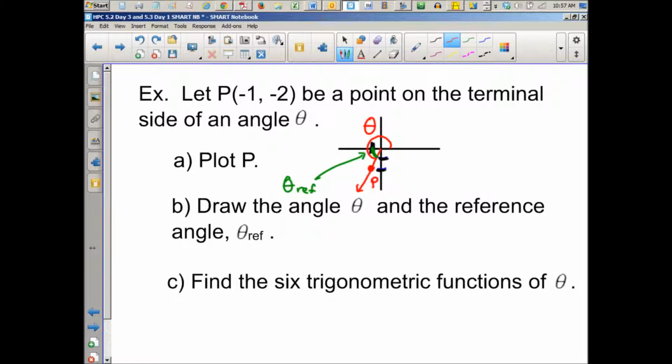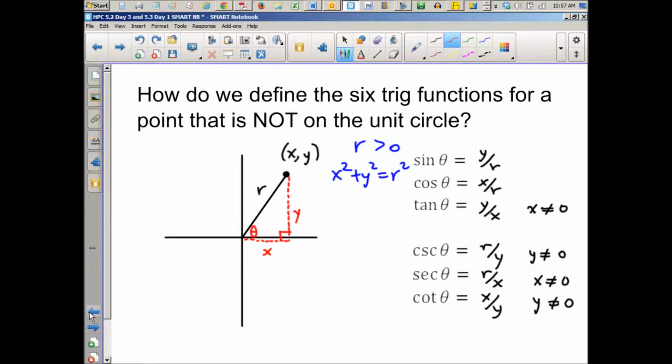Okay, now it's time to find the 6 trig functions. And we'll be using our definition from the previous page. Okay, so let me go back and let's look at those definitions one more time. I'd like a quick way to memorize this. So, how about this? Sine is y over r, cosine is x over r, tangent is y over x.